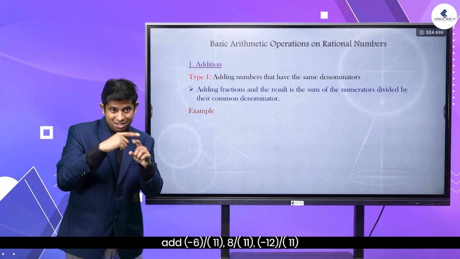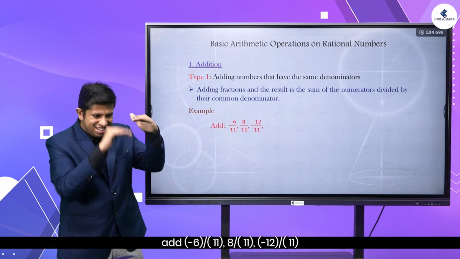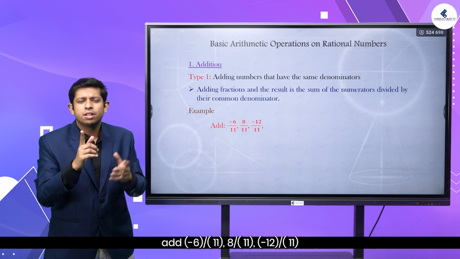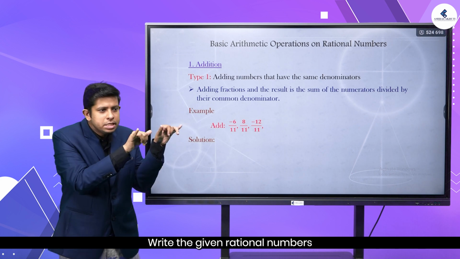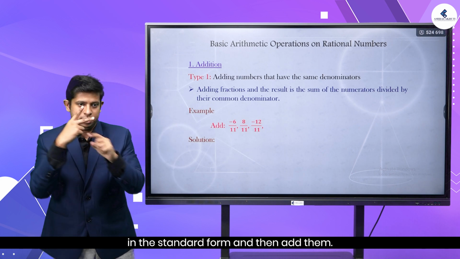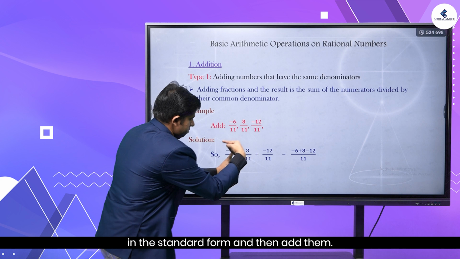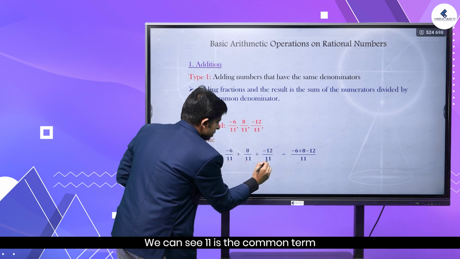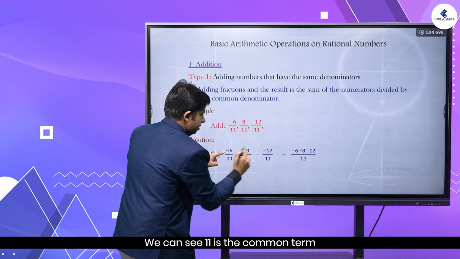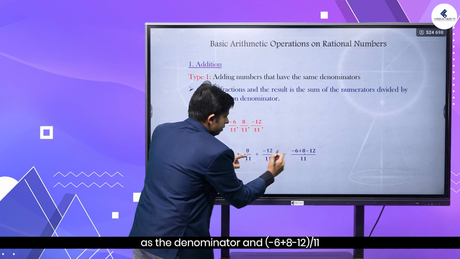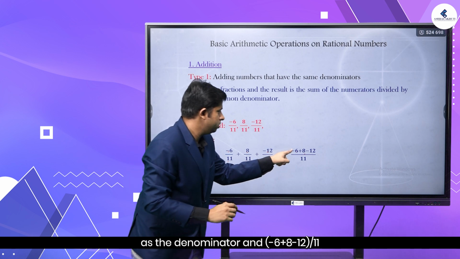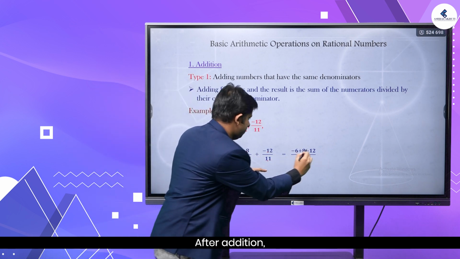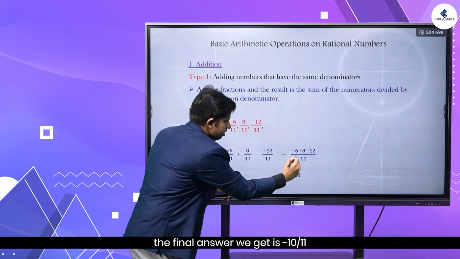Example. Add minus 6 by 11, 8 by 11 and minus 12 by 11. Solution. Write the given rational numbers in the standard form and then add them. Minus 6 by 11 plus 8 by 11 plus minus 12 by 11. We can see 11 is the common term, so we take that as the denominator, and minus 6 plus 8 minus 12 is the numerator where we add all of them. After addition, the final answer we get is minus 10 by 11.